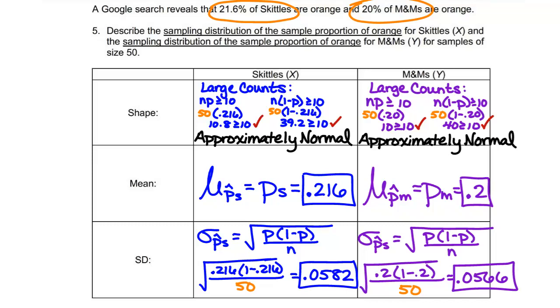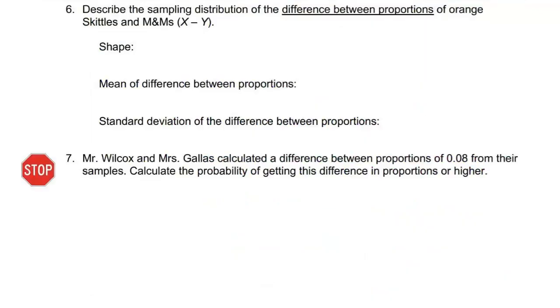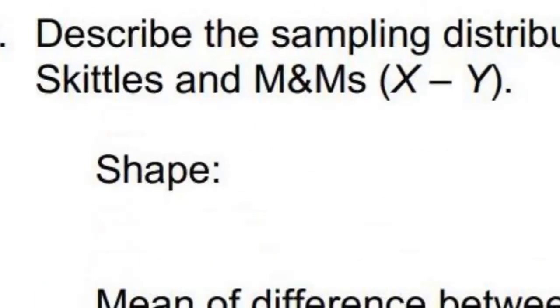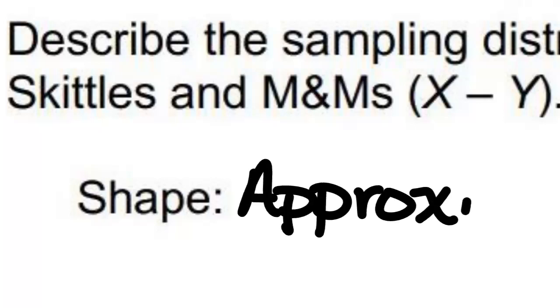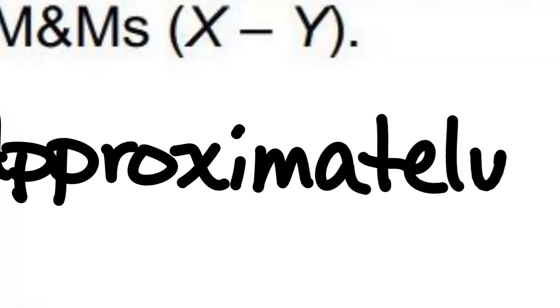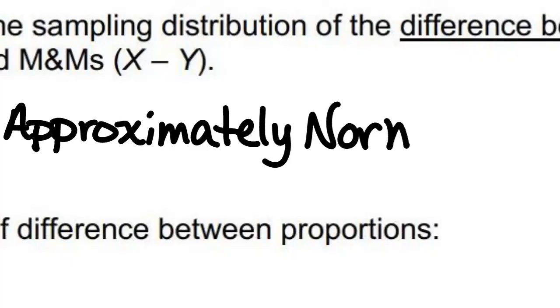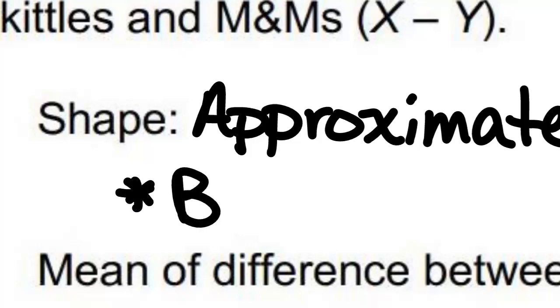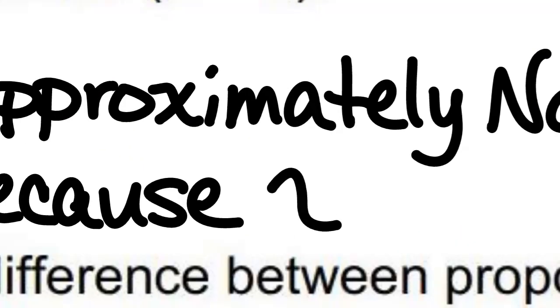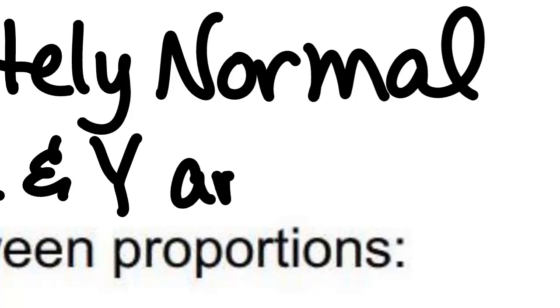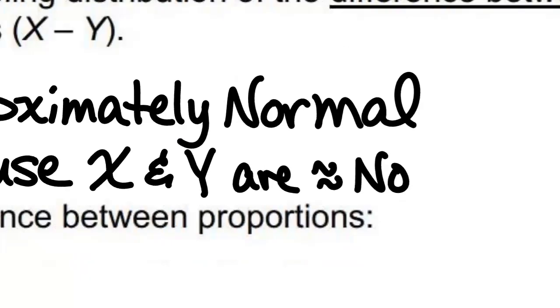Number 6 says, describe the sampling distribution of the difference between the proportions of orange Skittles and M&Ms. So x minus y. Well, if x is approximately normal, my Skittles, and y is approximately normal, my M&Ms, what do you think the shape would be for the difference between those? It's going to be approximately normal. The shape will be approximately normal because x and y are approximately normal, which we got to by our large counts.